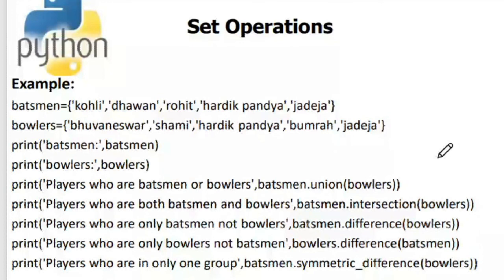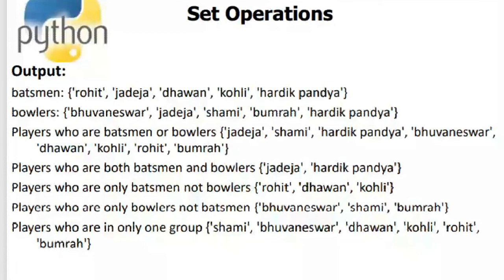And these set operations come very handy to actually get the results out of this particular database. So the results are over here: this is the union operation, and who are both batsmen and bowlers, I got a set over here, so this is intersection. Then only batsmen, not bowlers, is A minus B, and this is B minus A, wherein I'm getting only bowlers, not batsmen, and this is symmetric difference, so who are only in one group. This is the output of that particular program. Is that clear to everyone in the class?